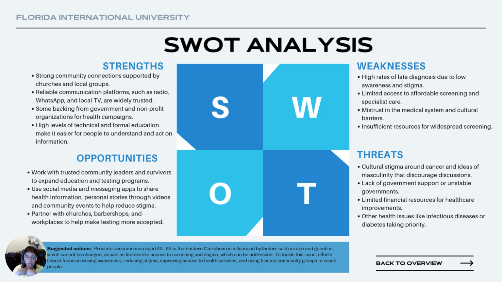Then the threats: we have the cultural stigma around cancer and ideas of masculinity that discourage the discussion of prostate cancer. Then there is the lack of governmental support or there are unstable governments. There are limited financial resources and other health issues like infectious diseases or diabetes taking priority. So here I will be getting briefly into some of the suggested action plans, which I will cover in the community engagement strategies and the prevention and mitigation plan.